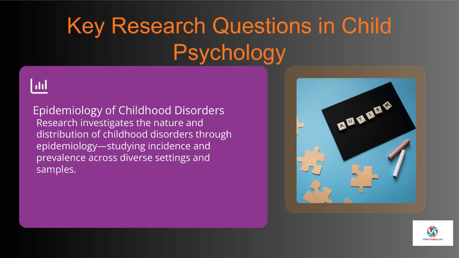Here, we're focusing on one of the central questions in child psychology, understanding the epidemiology of childhood disorders. Essentially, this means studying how often these disorders occur and how they are distributed across different groups of children. Researchers look at a wide range of settings and populations to get a clear picture of the incidence and prevalence of these conditions. This helps us understand which disorders are most common, how they vary among different communities, and informs how we approach prevention and treatment strategies. It's a crucial foundation for all further study and intervention in child psychology.